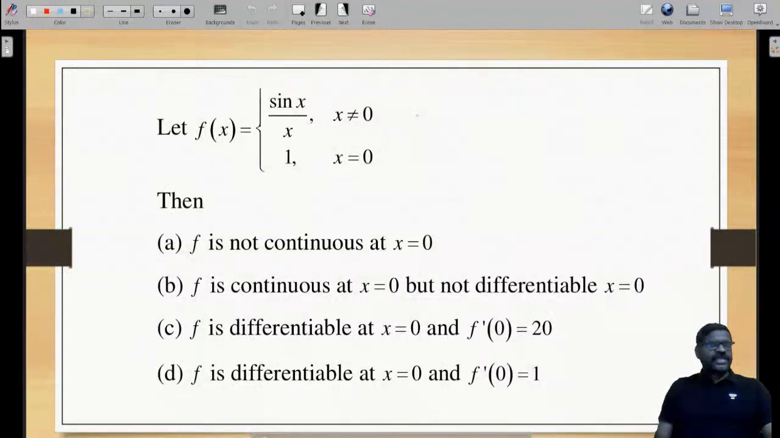Let f of x is sin x by x, x not equal to 0. When x equal to 0, it is 1. Then observe here, our job is to calculate f dash 0, whether function is differentiable or not.